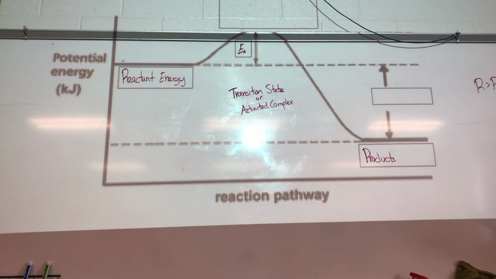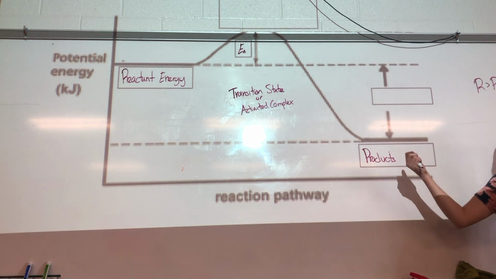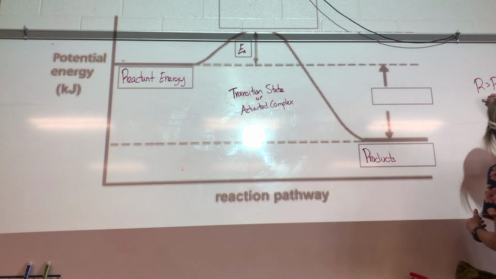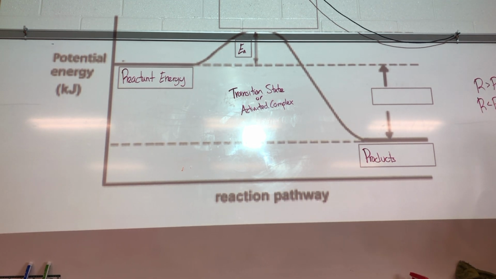So this would be an example of a reaction that produces light, like a glow stick, or puts off heat and feels warm, or puts out electricity and can power a light bulb, right? Some form of energy, depending on what it is. If it's reversed, if the reactants are lower than the products, that means the reaction is absorbing energy.